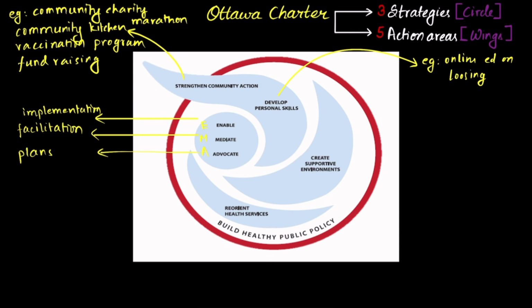Let me give you more examples of developing personal skills. So classes on diabetes. This way you can gain knowledge about diabetes and improve your skills about diabetes. Okay, create supportive environments. For example, establishing vegetable markets.